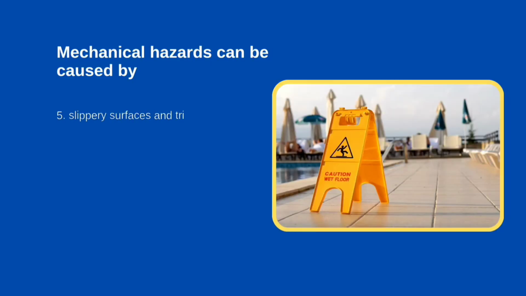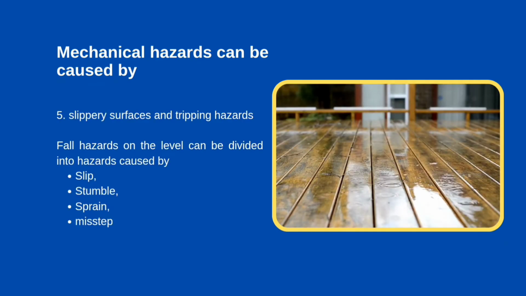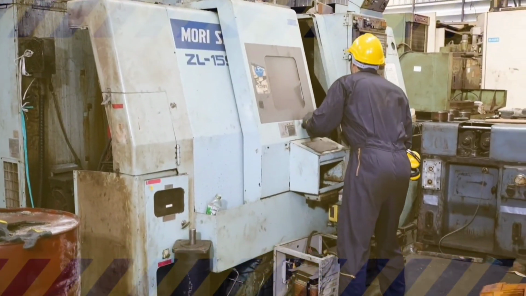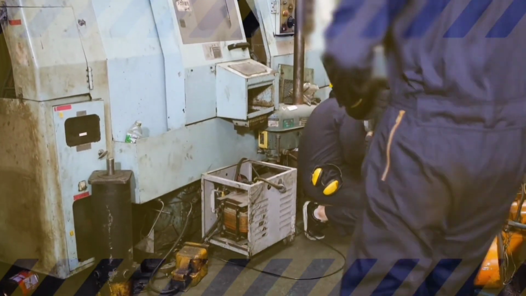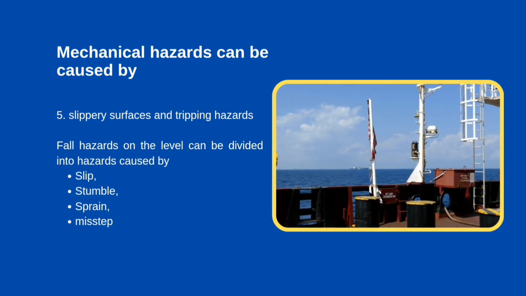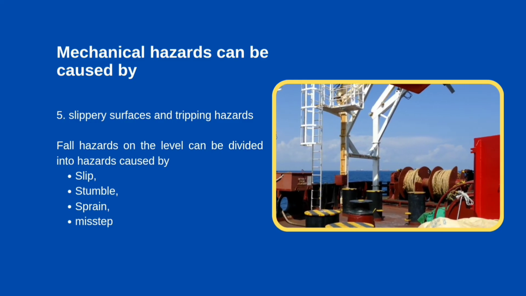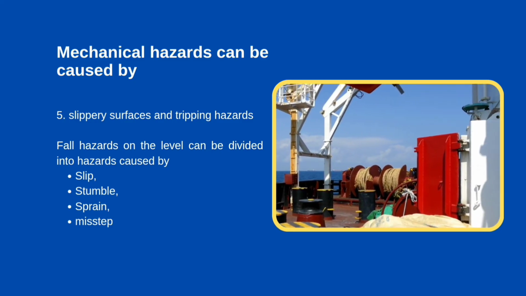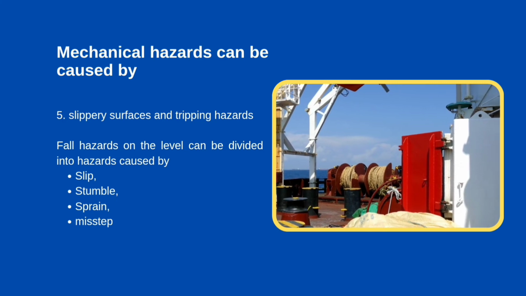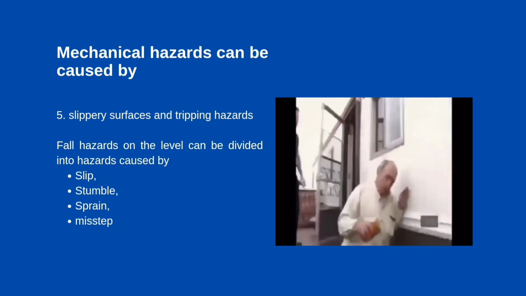Slippery surfaces and tripping hazards. Falls caused by slipping, tripping, twisting or mistaking an ankle are the number one accident hotspot in many companies and facilities. Falls can also be the primary cause of subsequent serious accidents, such as getting caught in moving machine and system parts, or subsequently falling from a height. Fall hazards on the level can be divided into hazards caused by slip, stumble, sprain, and/or misstep. This type of workplace accident can lead to injuries ranging from minor bruises to more serious issues like broken bones or head trauma.